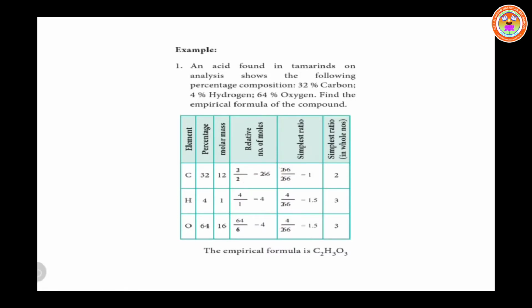Now for carbon, the relative number of moles is 2.66, so 2.66 divided by 2.66 is equal to 1. Then for hydrogen, the relative number of moles is 4, so 4 by 2.66 is equal to 1.5. Then for oxygen, the relative number of moles is 4, so 4 divided by 2.66 is equal to 1.5. Here the simplest ratio of the elements is 1 : 1.5 : 1.5.